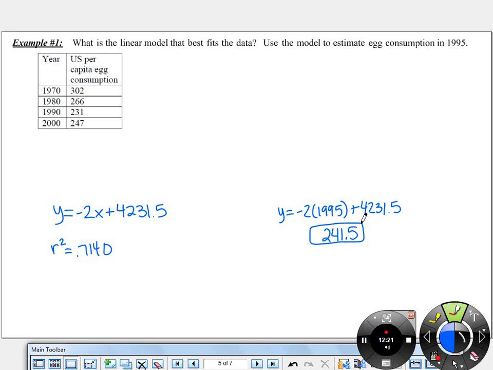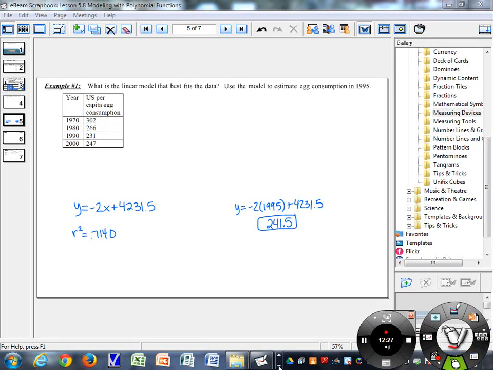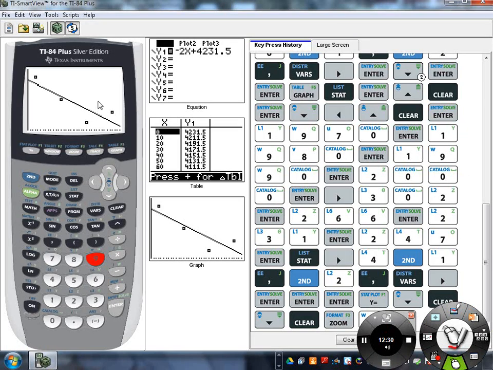Some other notes to make about the linear model. Pay attention to how it looks on the graph. Remember, we need the visual and the mathematical. So the r squared is important to us, but what it looked like on the graph is important to us too.